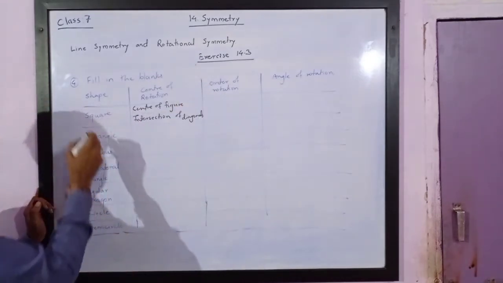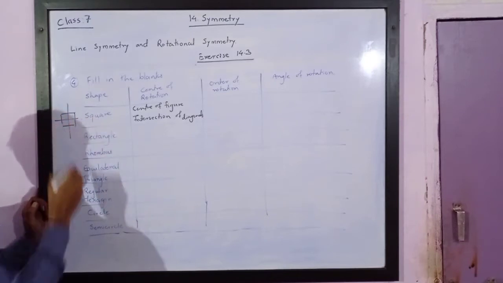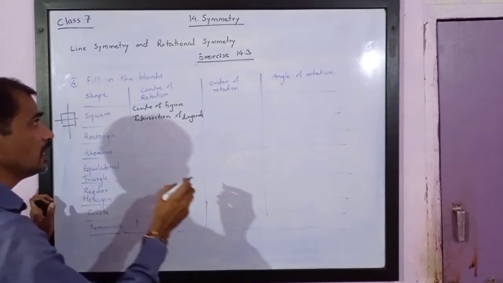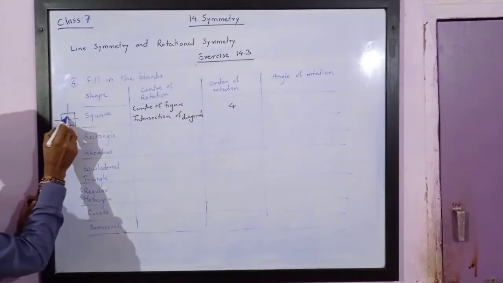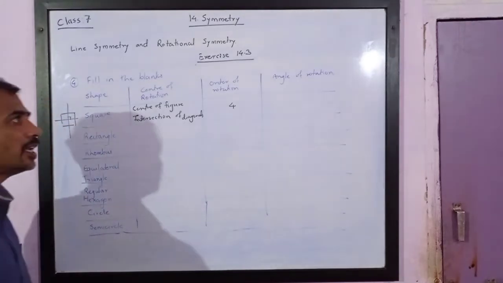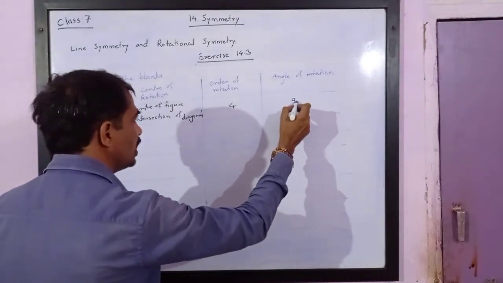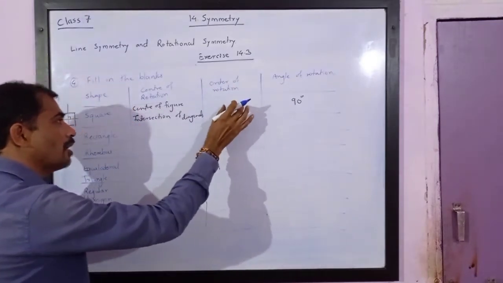Order of rotation. Please note, in case of square, order of rotation is 4. So 4 times, if you rotate by 90 degrees, you will get the same figure. And here the angle of rotation is 90 degrees. This angle can be found by 360 divided by 4.